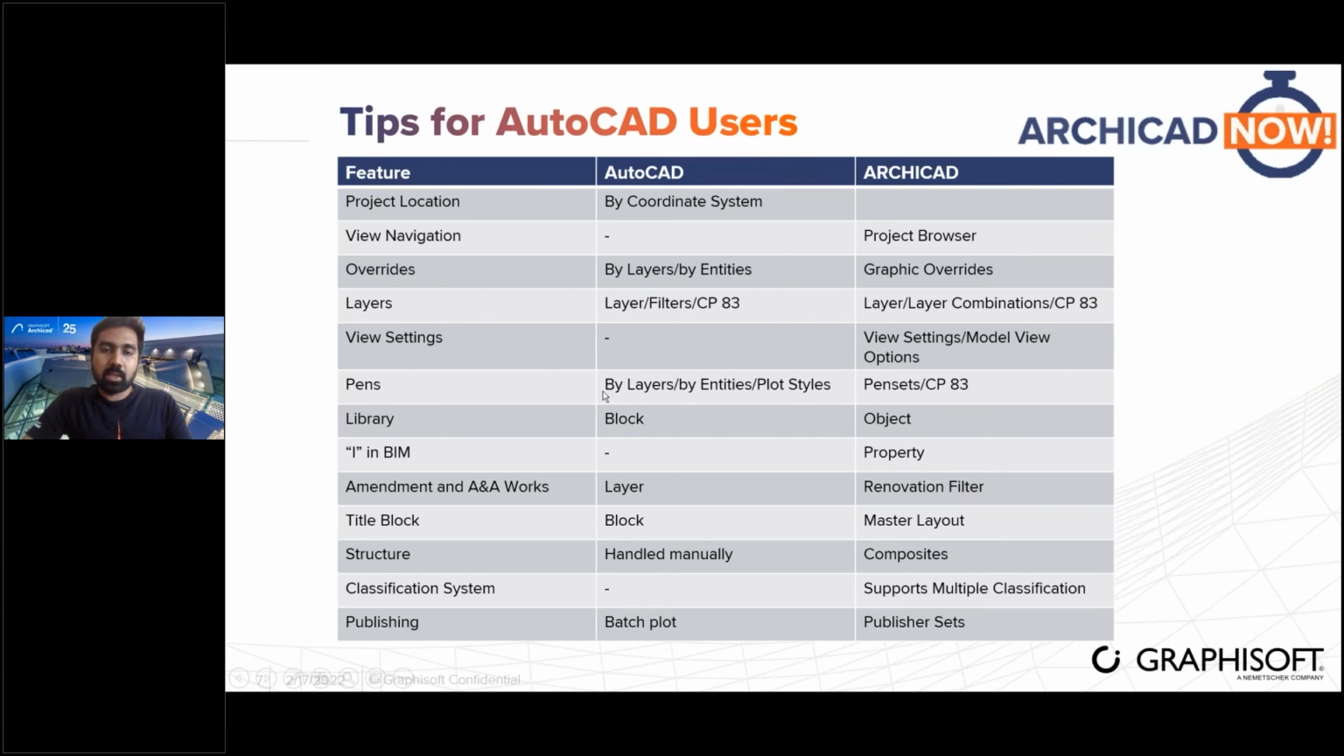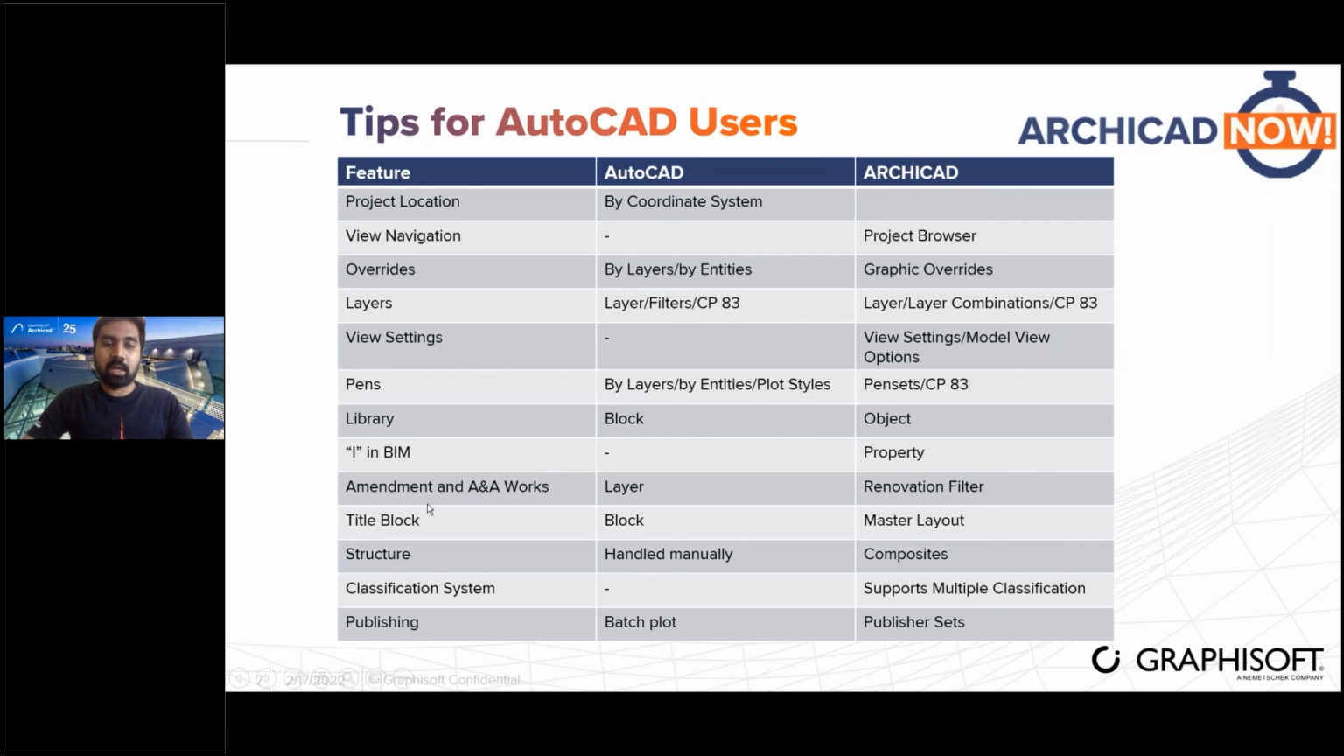And then for pens, pens are by layers, by entities, and plot styles inside AutoCAD. For Archicad, we have pen sets which can be used to create CP83 representation. These pen sets will have the thickness for the lines along with the colors. For library, we have blocks inside AutoCAD and objects inside Archicad. For the information in BIM, we cannot create properties or parameters inside AutoCAD, so we have the property manager inside Archicad to manage the information.